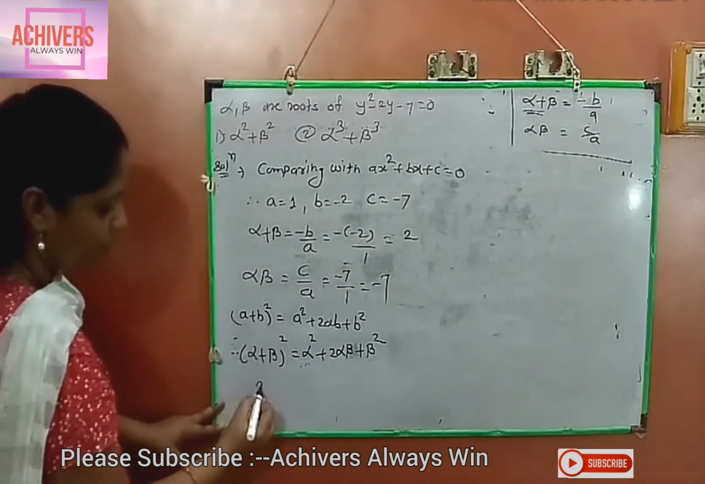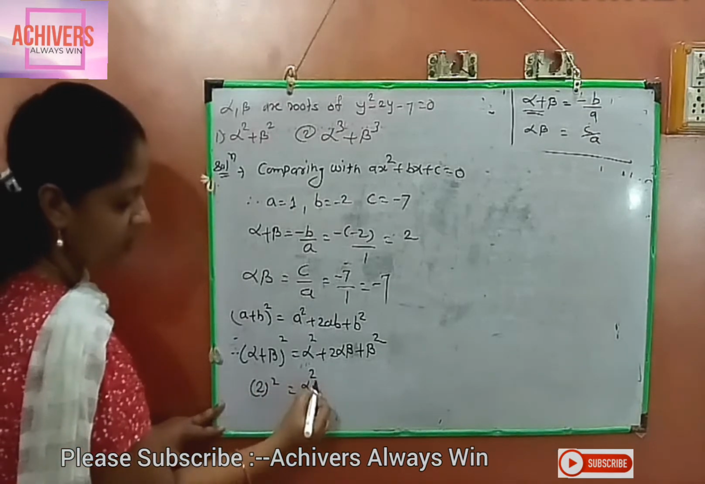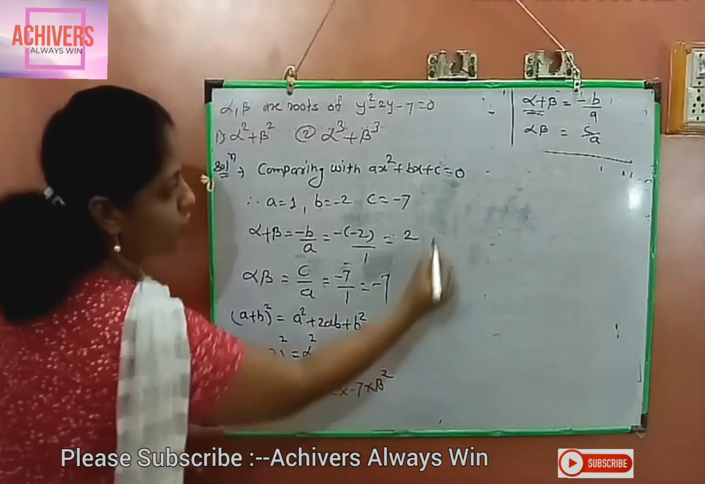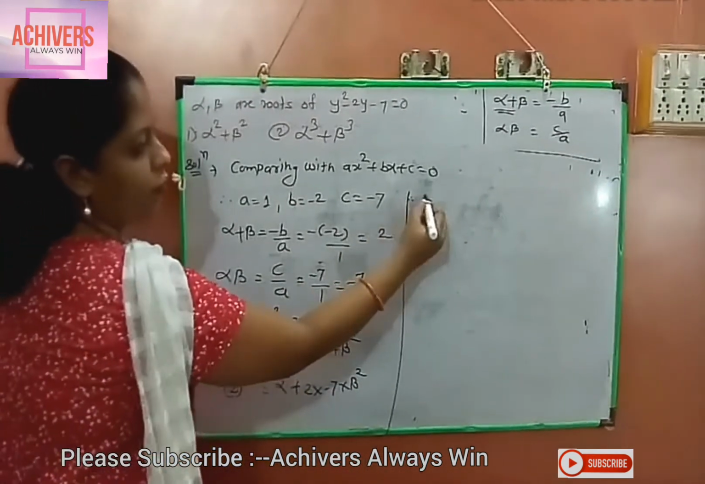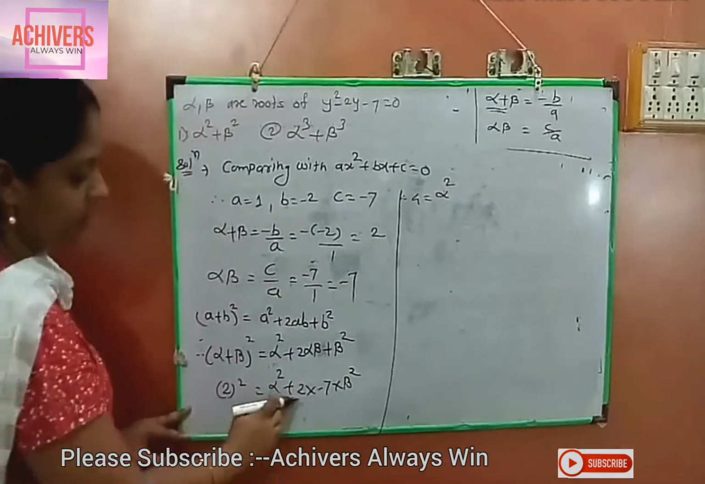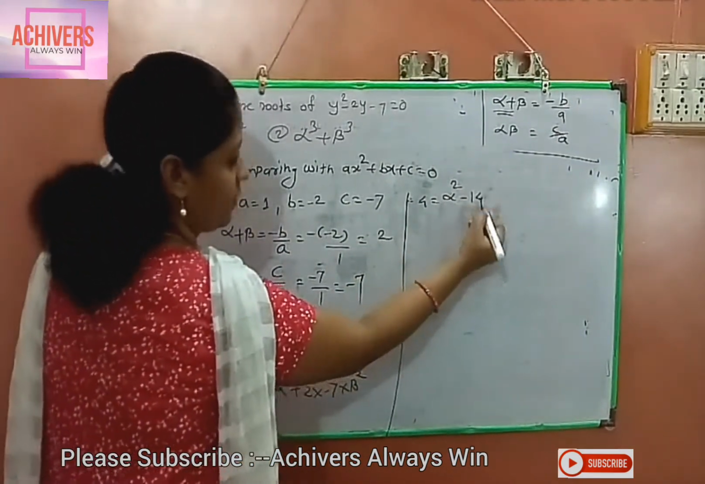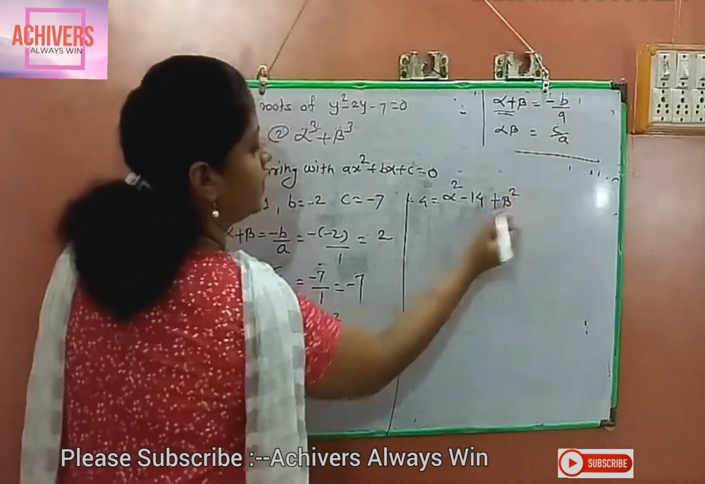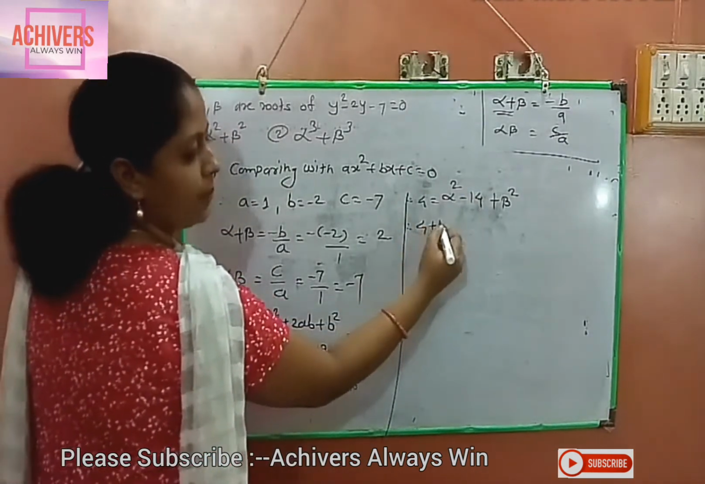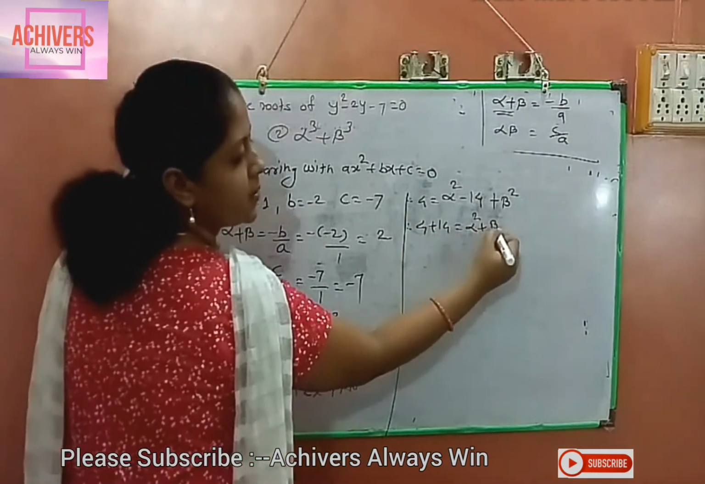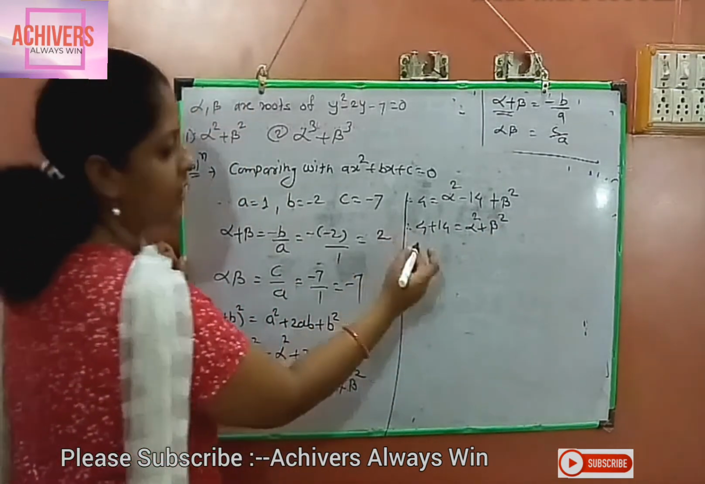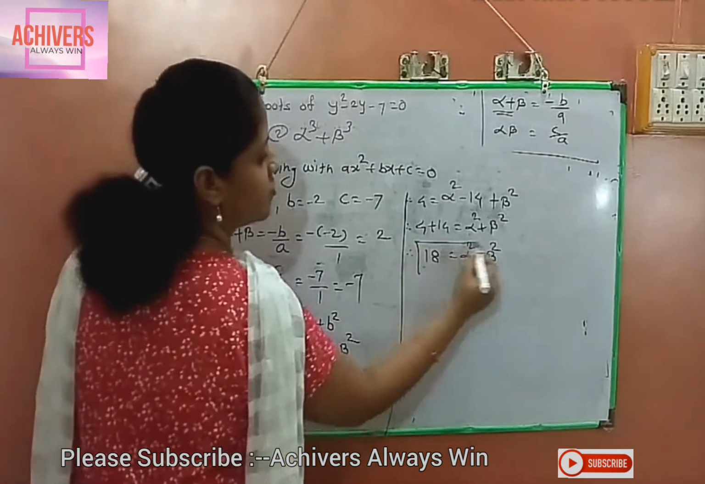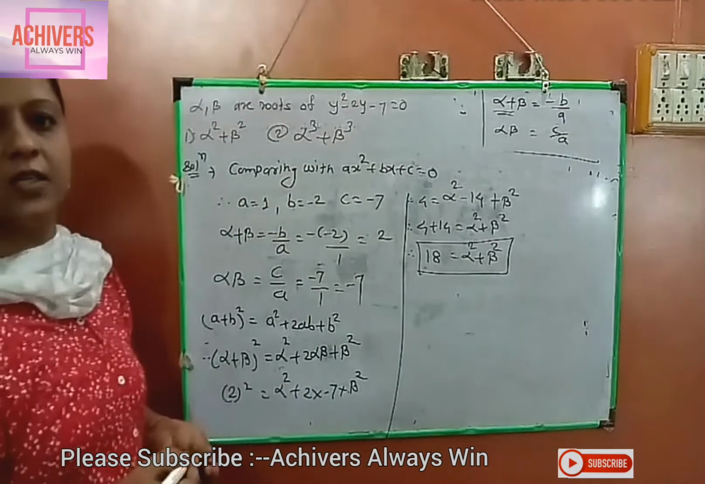Then substitute alpha plus beta is equal to 2. 2 square is equal to alpha square as it is plus 2 multiplied by alpha beta, which is minus 7, plus beta square. 2 square is 4. Alpha square as it is, plus minus minus 2 sevens are 14, plus beta square. Therefore alpha square plus beta square goes to this side, and 14 plus 4, we get answer 18. So the first answer: alpha square plus beta square is equal to 18.